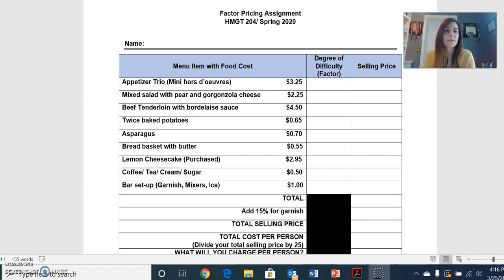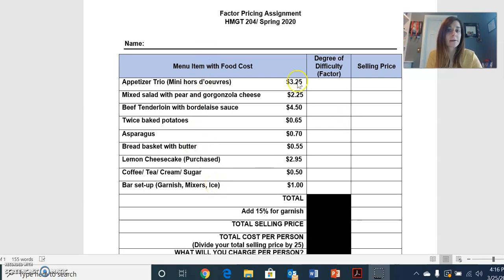So this is just an example sample menu that I have created for you guys. And basically what you're trying to figure out is what price are you going to charge your client for a dinner party for 25 individuals, 25 guests. So I created a menu for you. And the first thing that you have to do is figure out what degree of difficulty or what factor you want to place to every single item here.